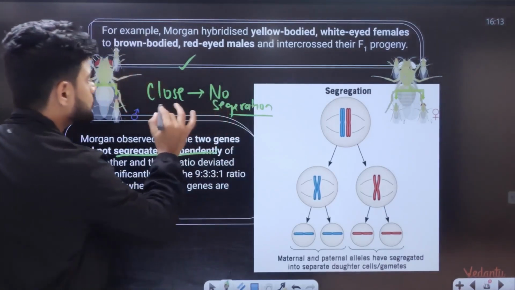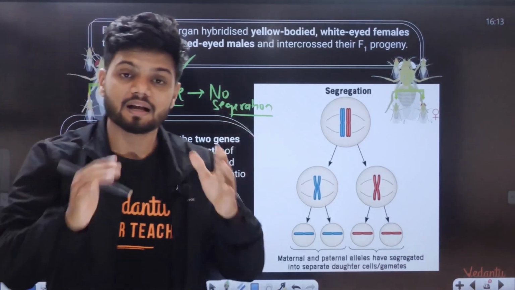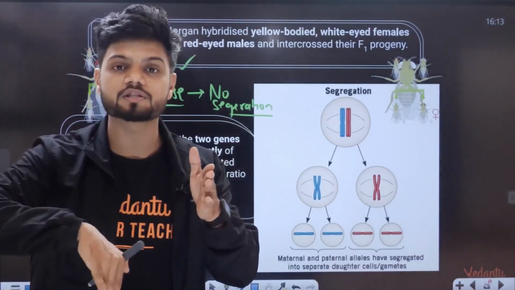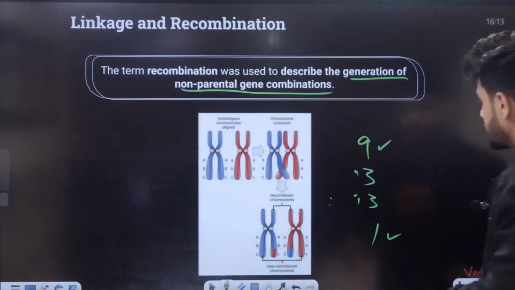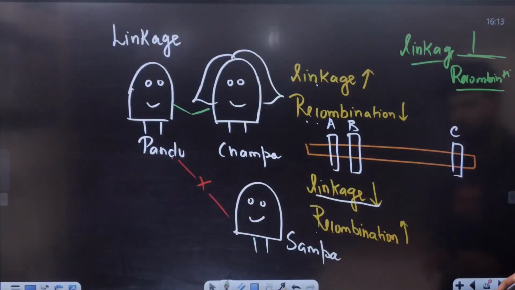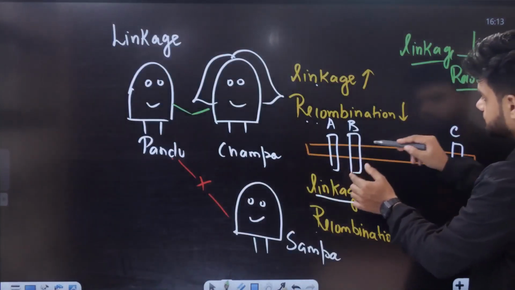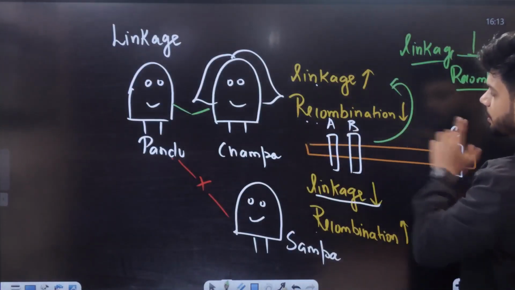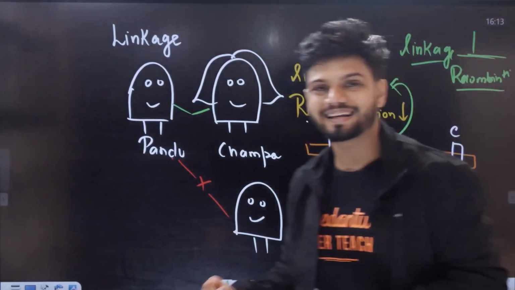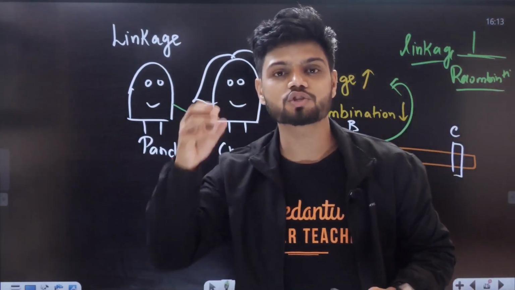Why? If the two genes are very close to each other, can I say linkage is very high, recombination is low? When the two genes are very close to each other, linkage is high, recombination is low. If recombination does not happen, the 9:3:3:1 ratio will not come.